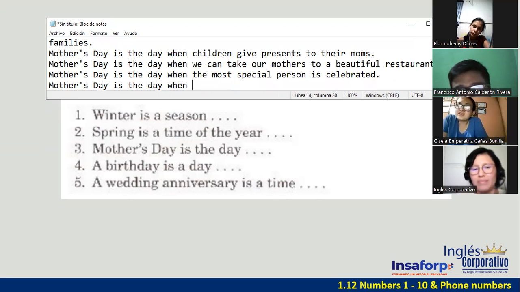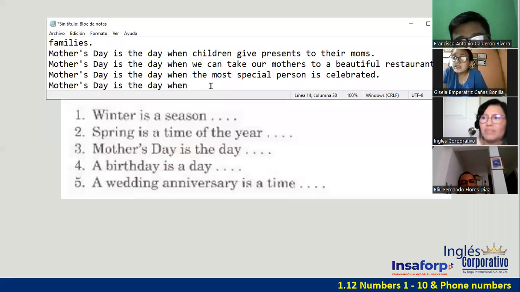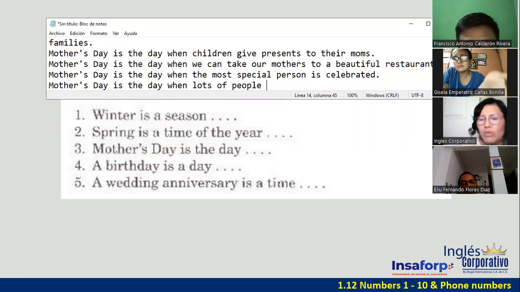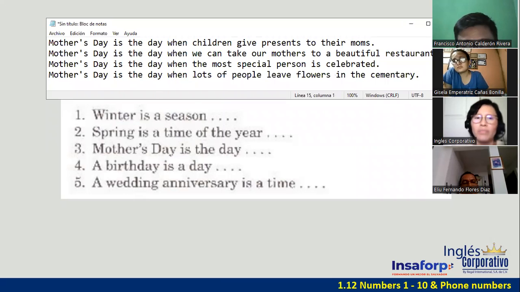Mother's Day is the day when a lot of people leave flowers at the cemetery. Mother's Day is the day when lots of people, es cierto, people leave flowers in the cemetery. Okay, that's true, sí es cierto.